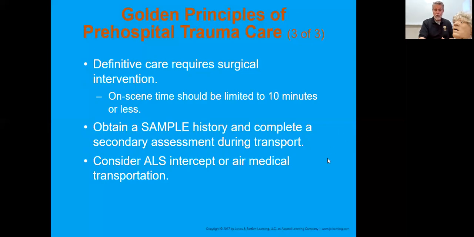SAMPLE history may or may not be obtainable on an unconscious and unresponsive trauma patient. But remember, we can look for medical alert tags. There's different ways that we can gain that information. Maybe there's bystanders that can help us with it. But just do what you can, but don't spend the entirety of your 10 minutes just working on a SAMPLE history. There's more concerns that we have at this point.